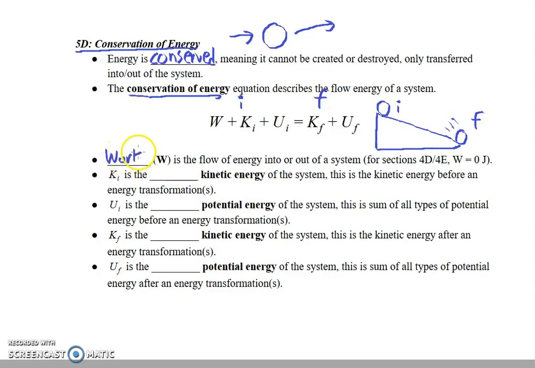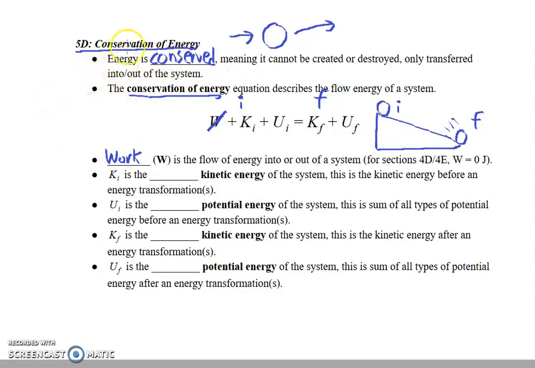The first time you see W, that's work. That's energy that's transferred into or out of the system from an outside area. For now, for sections 4E and 4D, we're going to say that's 0. So we're just going to cross that out for now. Later, that's not going to be the case. There might be some external transfer of energy, but for now, it's going to be 0.